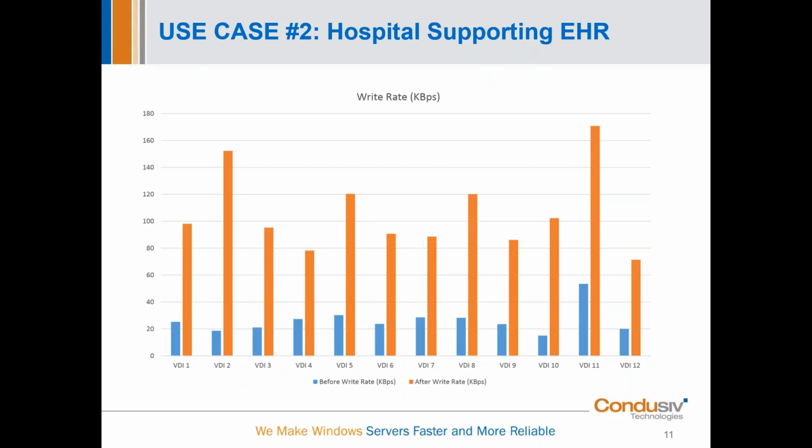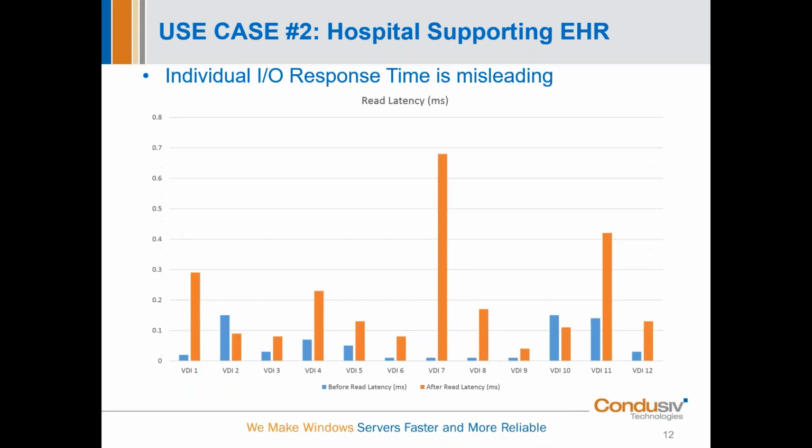And on our throughput metric here, you can see that the write rate improves anywhere between 2 to 6 times. So this goes to show the power of focusing on the overall throughput of the data and not just getting hung up or over-focusing on individual IO response time, because it truly is mostly about how much data you can push through the pipe. So now let's see what happens on the reads in the next slide.